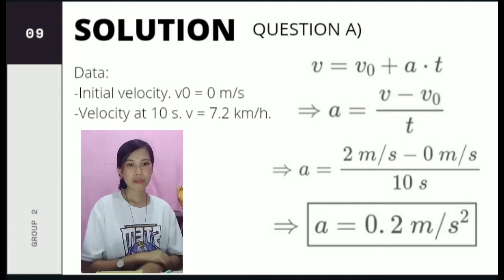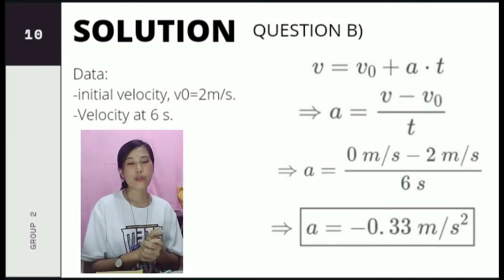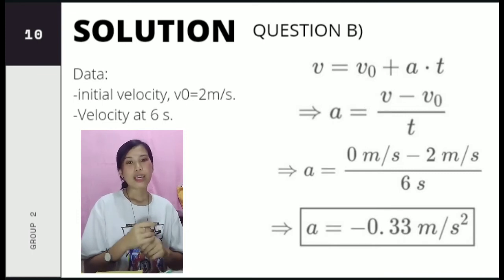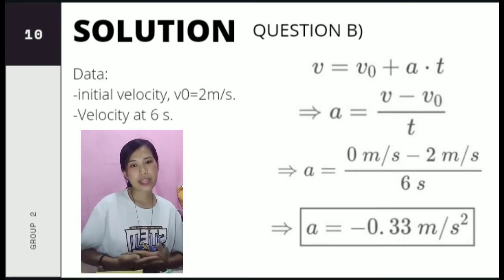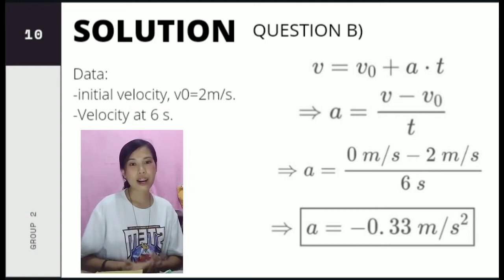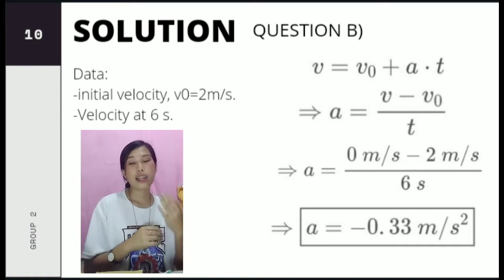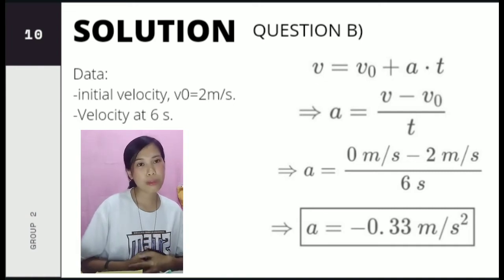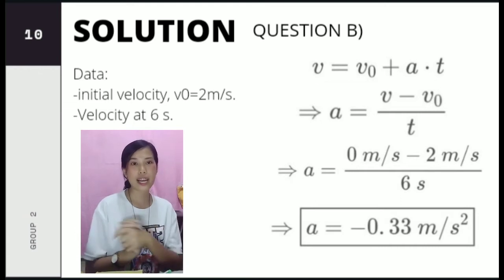And then we have question B. First, we have to identify the given data. So we have here the initial velocity, which would be the final velocity of the first phase, 2 meters per second, and the velocity at 6 seconds. Since he stopped at that moment, the velocity will be 0.